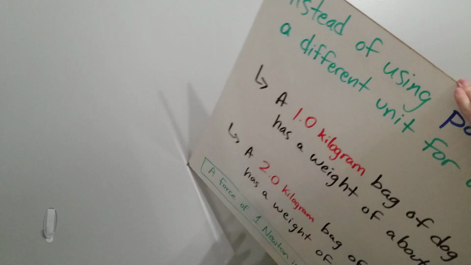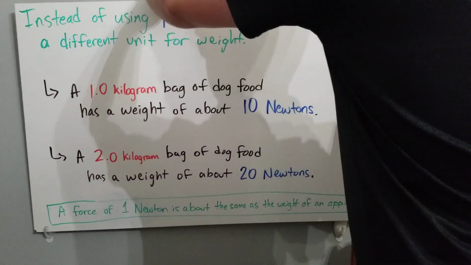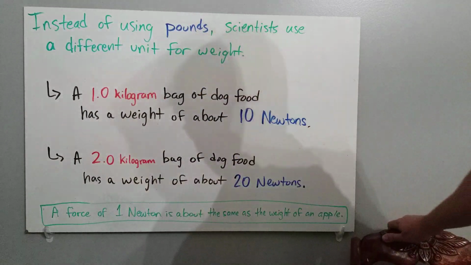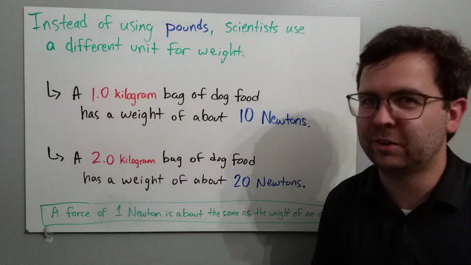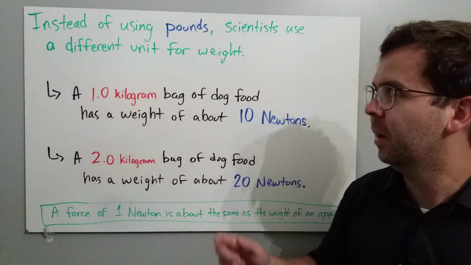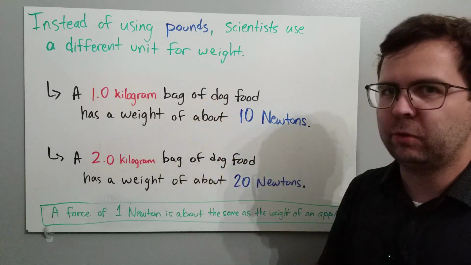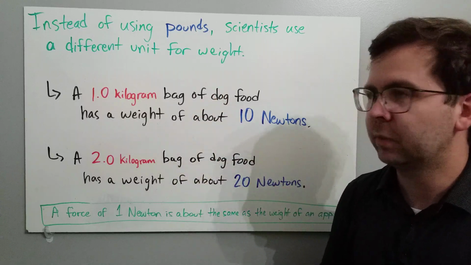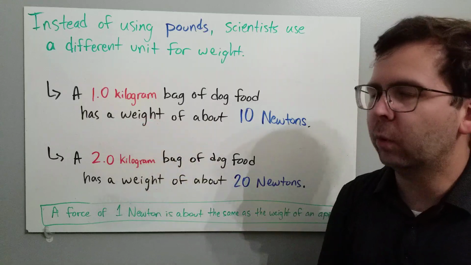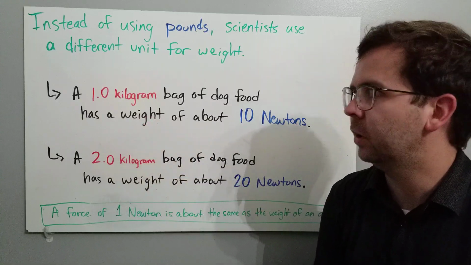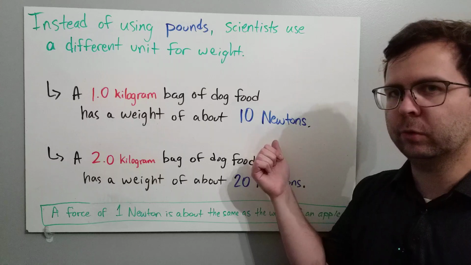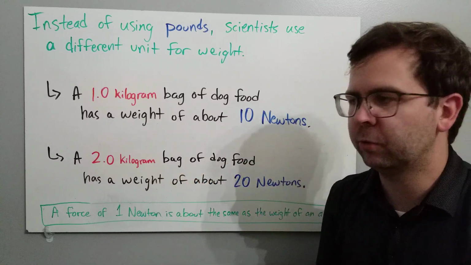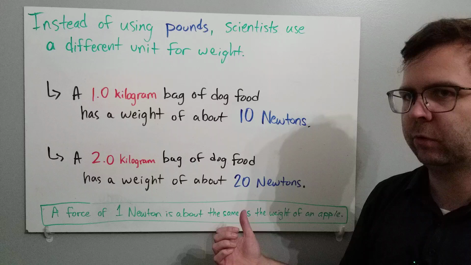Well, in physics, instead of using pounds, scientists use a different unit for weight. And the purpose of this unit is to actually make things easier, surprisingly enough. But it may not be apparent how it's actually easier yet. So just trust me. But instead of using pounds, scientists use a unit called a Newton, named after Isaac Newton, of course. So a 1 kilogram bag of dog food has a weight of about 10 newtons. And a 2 kilogram bag of dog food has a weight of about 20 newtons.